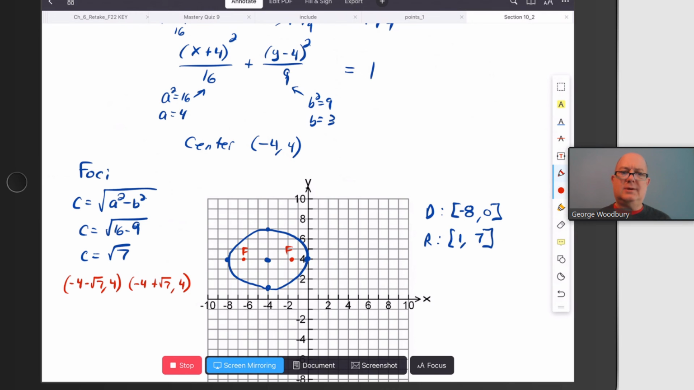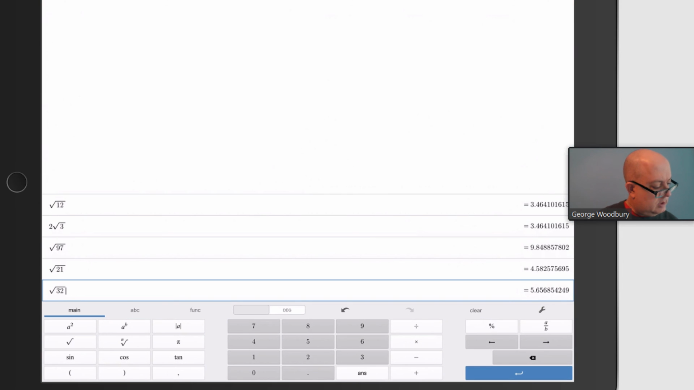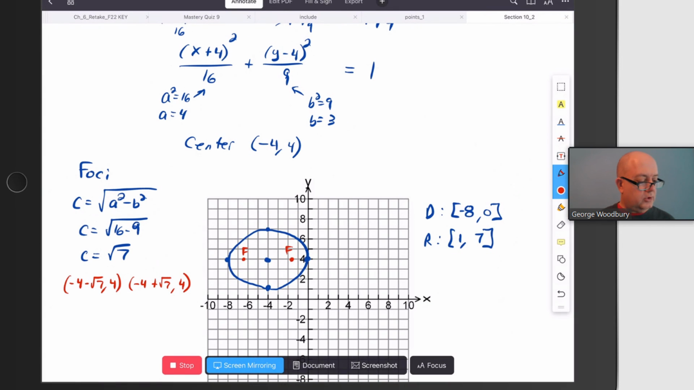I know that it's about 2.6-ish, I think. Let's take a look at the square root of 7. Square root 7, yeah, 2.64. So that's going to round to be 2.6. So if we were doing approximate, this would be negative 6.6, comma 4 and negative 1.4, comma 4. Treating square root of 7 as approximately 2.6.